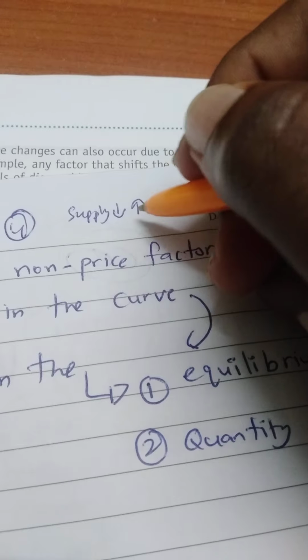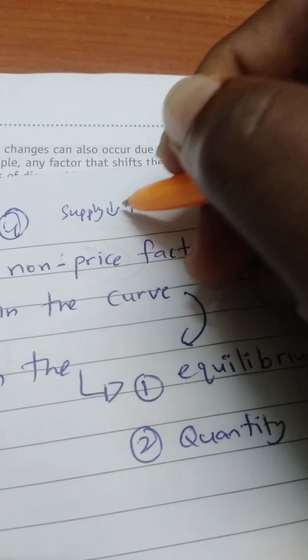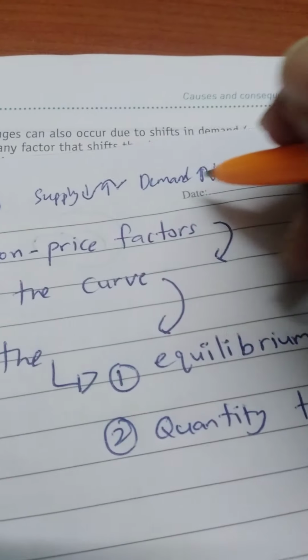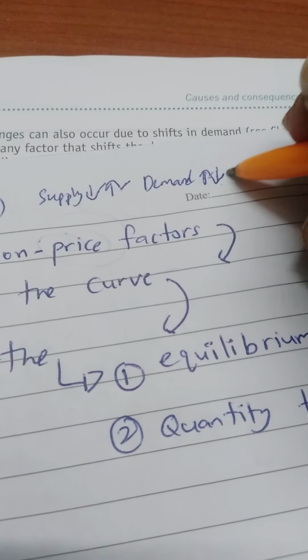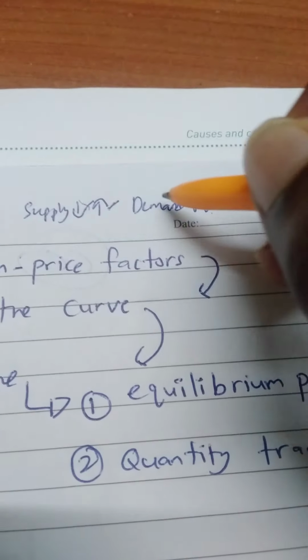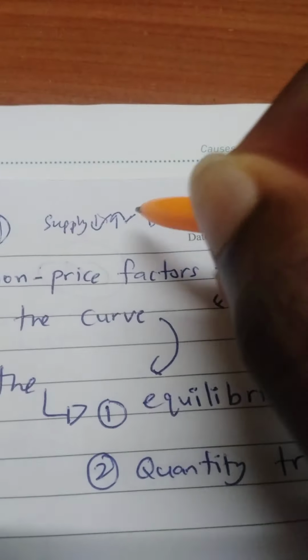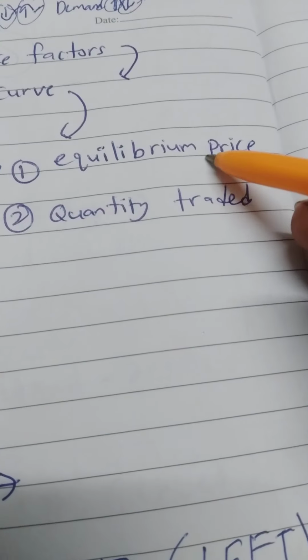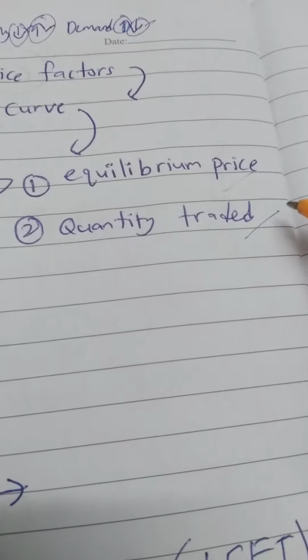So demand increases, got one graph. Supply increases, got one graph. Supply decreases, got one graph. Demand decreases, got one graph. So 4 graphs. Study 4 graphs in this chapter. This is the most important thing. But what are the effects on equilibrium price and quantity traded, that is what we are going to study.